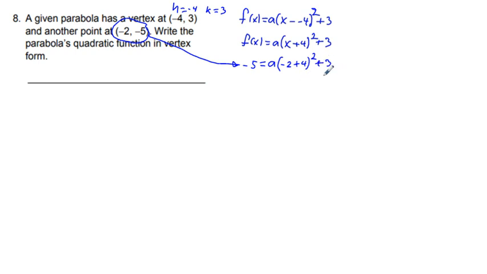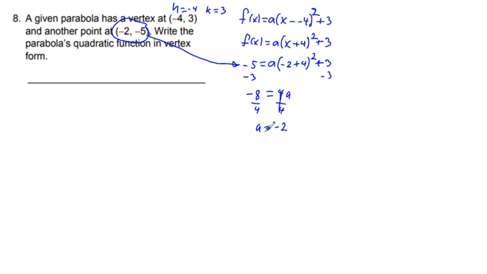Next step, we're going to subtract the 3 from both sides. So we get -8 on the left side is equal to, now -2 plus 4 is 2, and 2 squared is 4. So we get 4a, and dividing by 4, we get a is equal to -2.